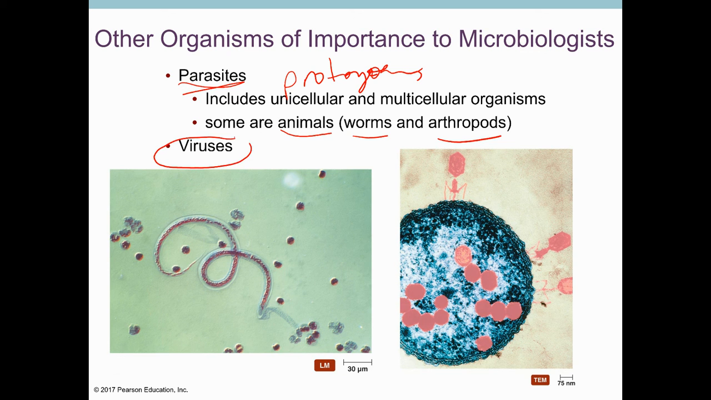And then, like I mentioned before, viruses. Viruses are very tiny. They were not able to be seen by Leeuwenhoek, but now with better microscopes, we can see those. In this picture here, you have a worm that's a parasite. And over on the right side, you see a virus attacking a bacterial cell. Just like bacteria are much smaller than eukaryotic cells, viruses are much smaller than bacterial cells.